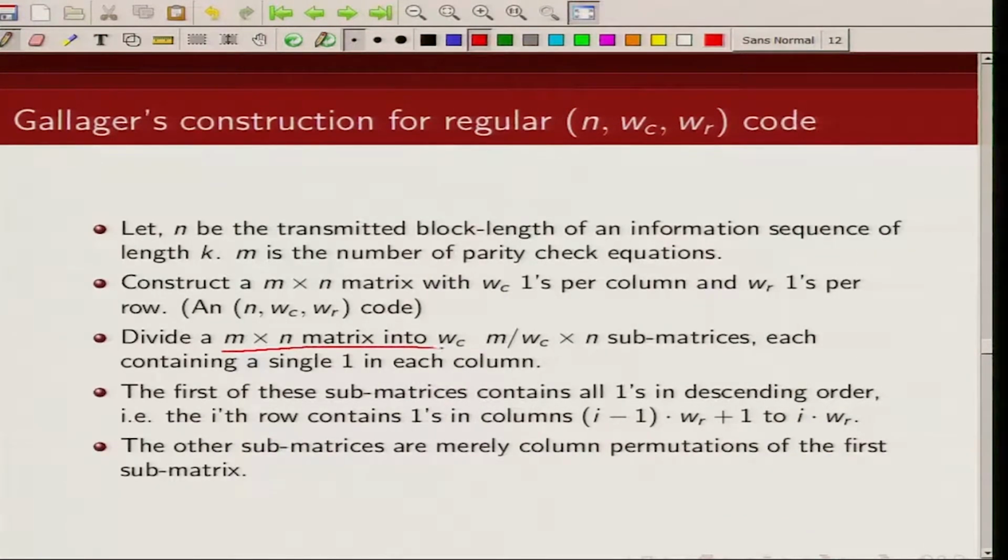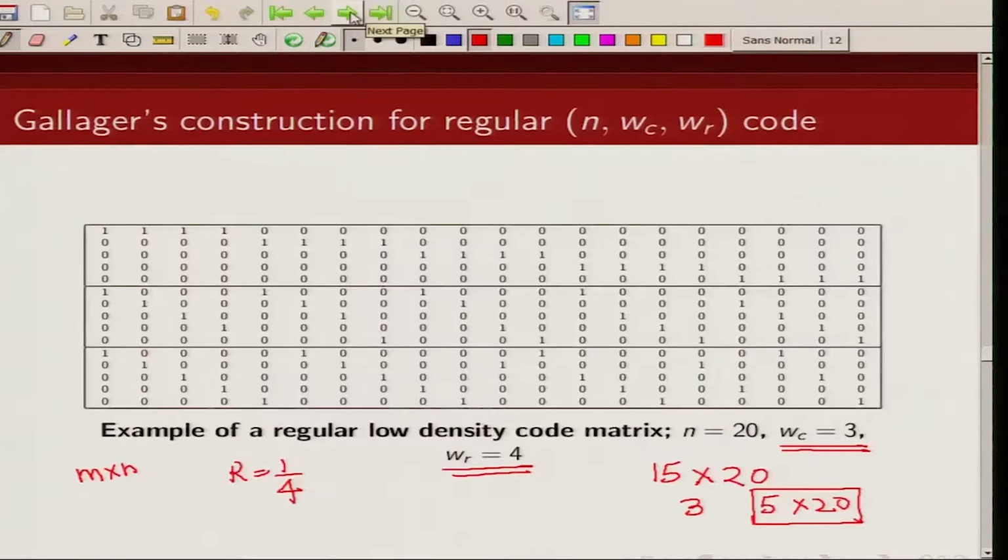Divide an M cross N matrix into WC sub matrices of size M by WC cross N. Once you divide them, this is one 5 cross 20 sub matrix, this is another 5 cross 20 sub matrix, and this is another. Each sub matrix should have only ones in the descending order, and you start writing 1 here from location 0.